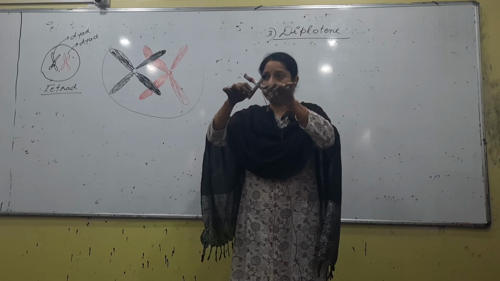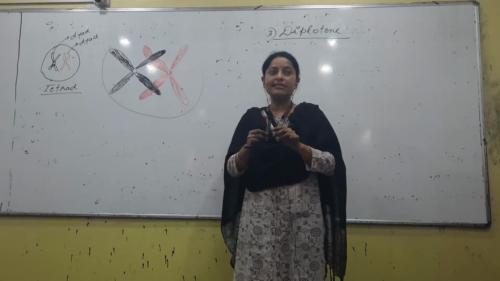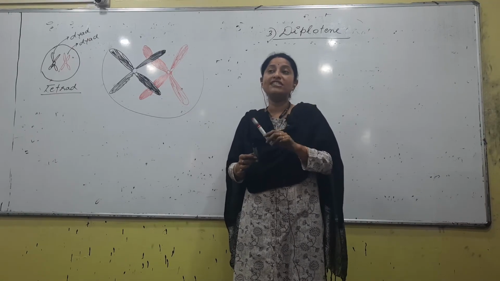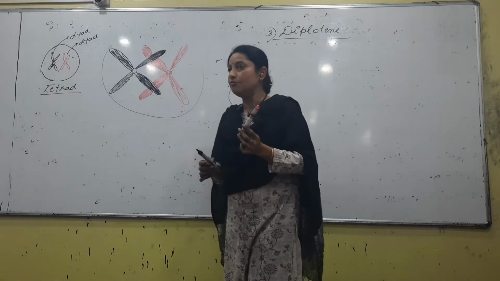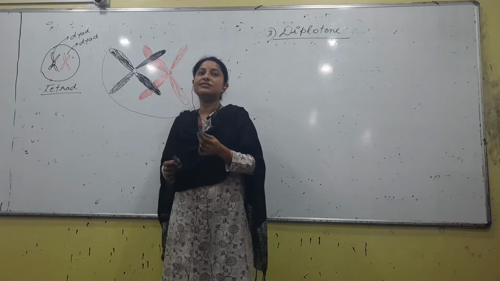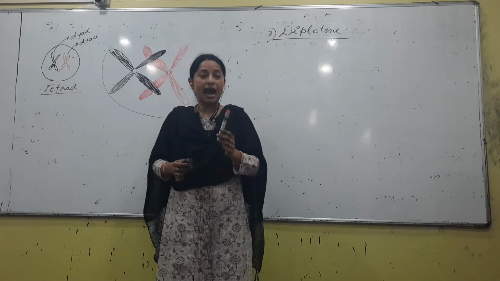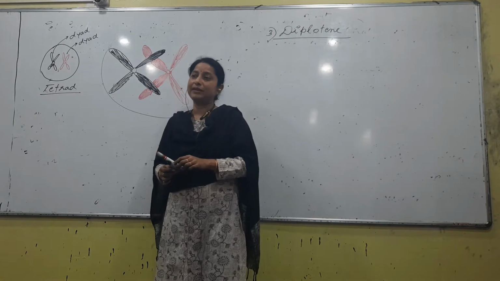Ultimately what they will form is a cross, and this cross is called chiasmata. So, the point is, chiasmata formation is seen in which stage of prophase? It is seen in diplotene. Second, when does chiasmata form, or it is the result of what? It is the result of separation of the chromosomes after crossing over has taken place.